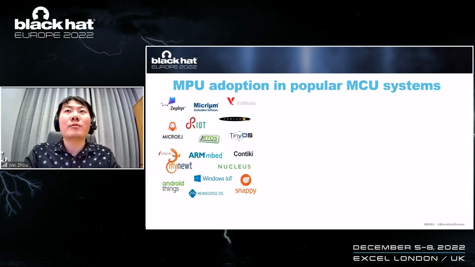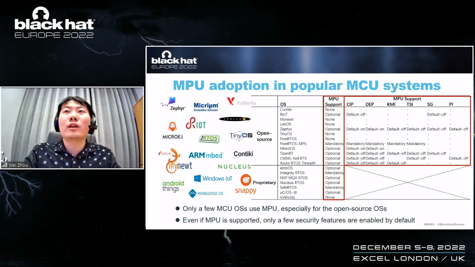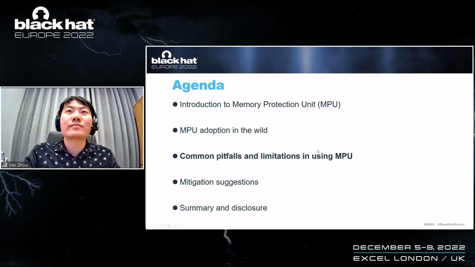We first see whether these security features are all adopted in the wild. We reviewed the popular RTOSes, their code and documents, but to our surprise, as shown in the table, only a few OSes use the MPU, especially among the open source ones. Even if the MPU is supported, only a few security features are enabled by default. So in this work, we are trying to find why the MPU has been outcast in the RTOS.